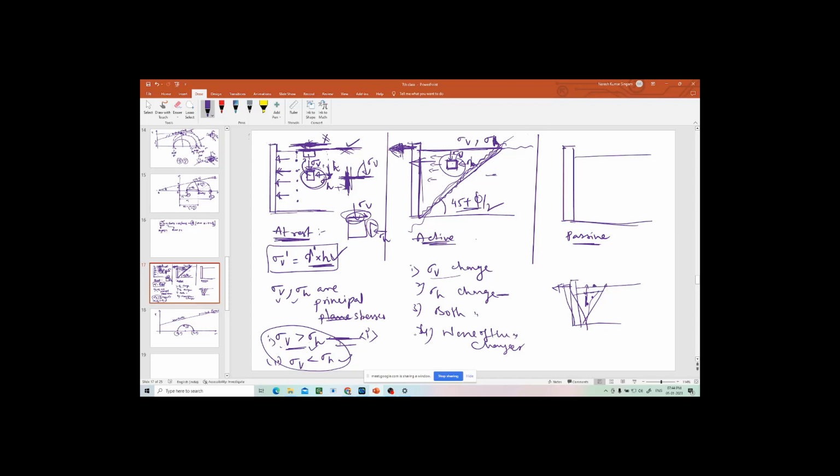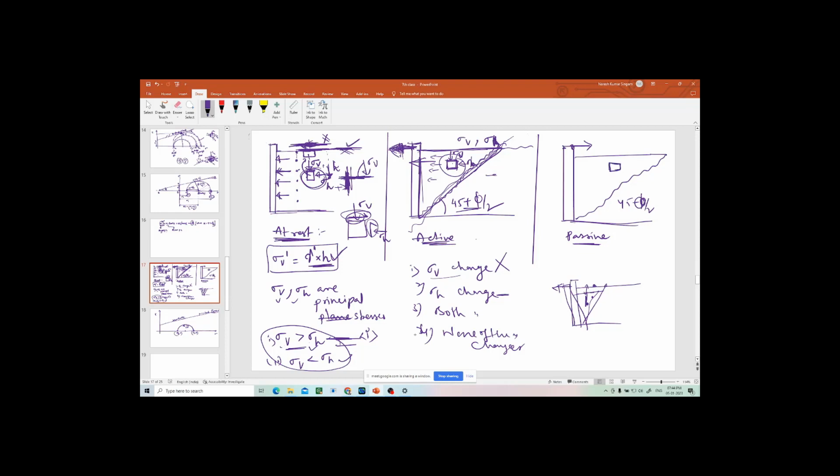Anyway, no worries. When the wall is moving away, sigma v will not change because there is no height change of any point. It will be gamma into h. Sigma v will not change. Even if it is moving in this direction, there is also a failure, at 45 minus phi by 2, this failure angle. Then also sigma v will not change.